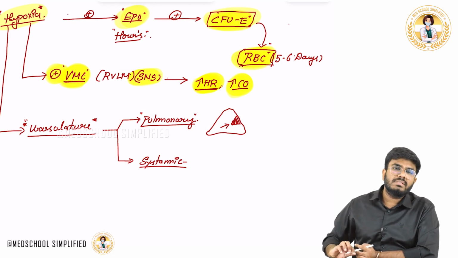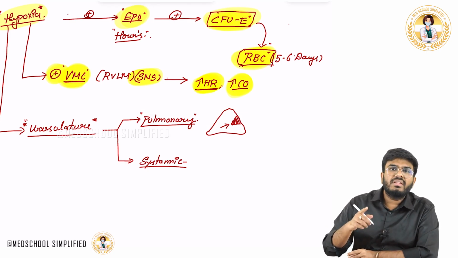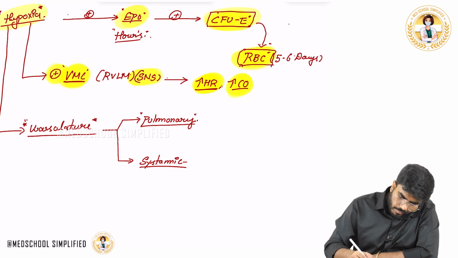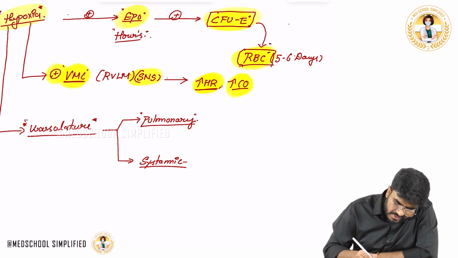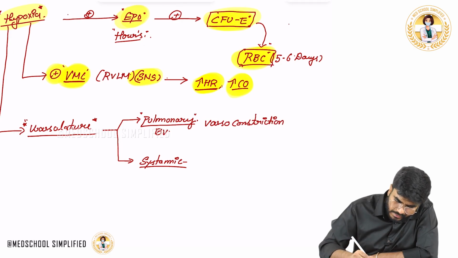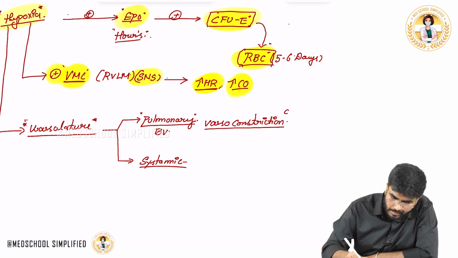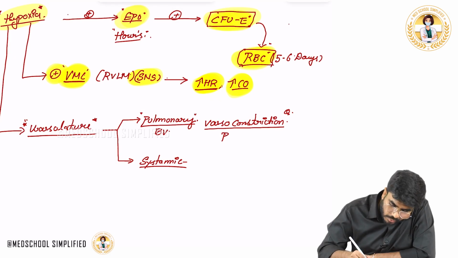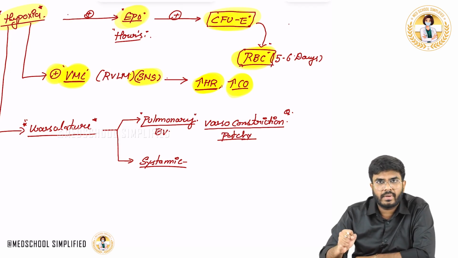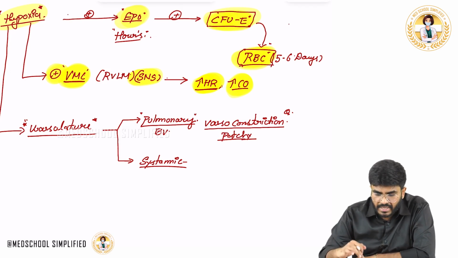So in the pulmonary vasculature, wherever there is hypoxia, there will be vasoconstriction. Remember one point: how are the pulmonary blood vessels going to respond? Pulmonary blood vessels will undergo vasoconstriction. Direct MCQ. That too, it's called patchy vasoconstriction. Certain areas undergo vasoconstriction, certain areas do not.